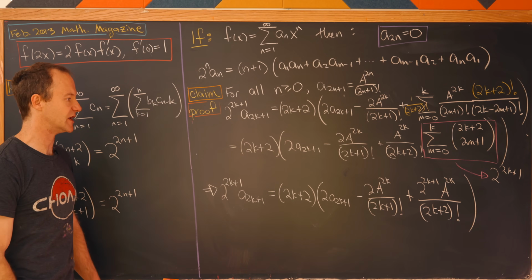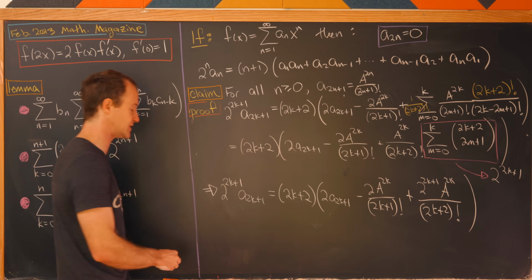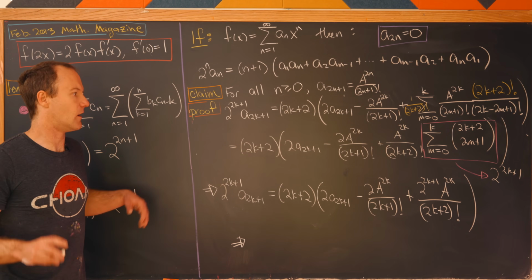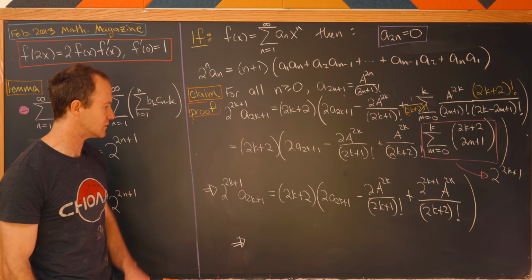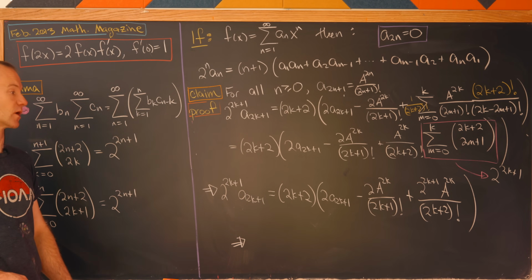That might seem a little bit gnarly, but actually it's fairly simple to solve this for a sub 2k. And I'll in fact let you do that. And you can see that all of the necessary powers of 2 will cancel. That's because we've got this power of 2 right here, the same power of 2 over here. So that's sort of how this trick works.